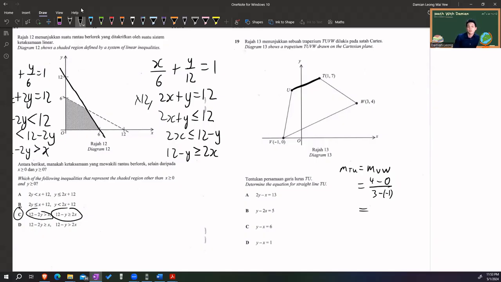Yeah, 4 over 4, which is 1. So gradient of du also 1. So y equals x plus c. To find c, just sub in the coordinate of the point. Okay, so 7 equals 1 plus c. 7 minus 1 is c. C is 6. Okay, maka persamaan itu adalah y sama dengan x tambah 6. Okay, so if I rearrange, y minus x equals 6. Answer C.